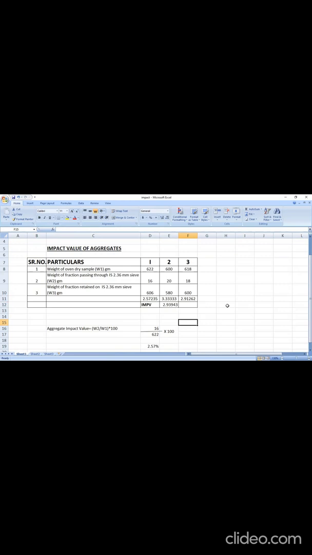As per our work, aggregate having an impact value less than 30% is suitable for wearing surfaces or road surfaces, and aggregate having an impact value less than 50% is suitable for other types of concreting work. So it is all about the calculation of the impact value of an aggregate. Hope you understand the practical and the observation table with the calculation.